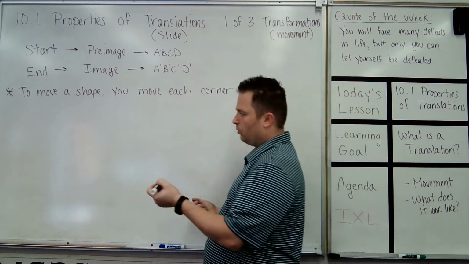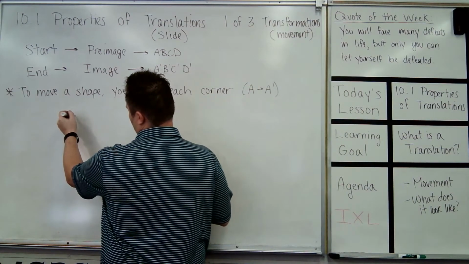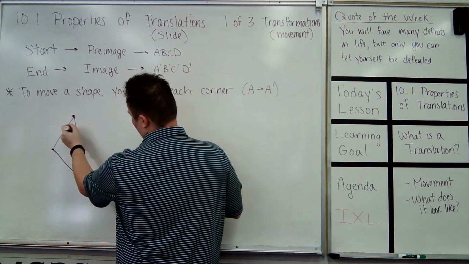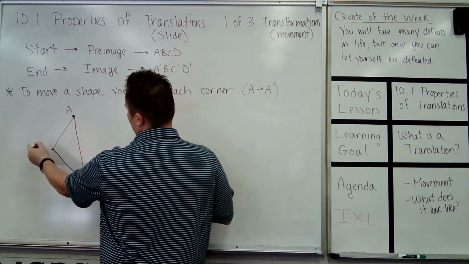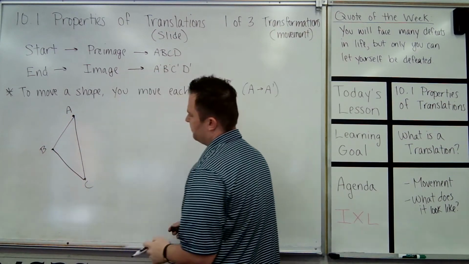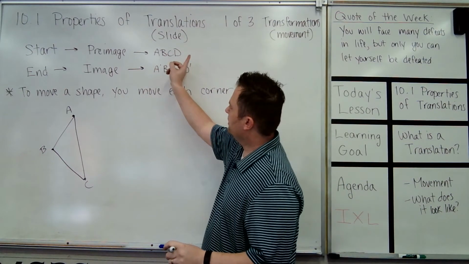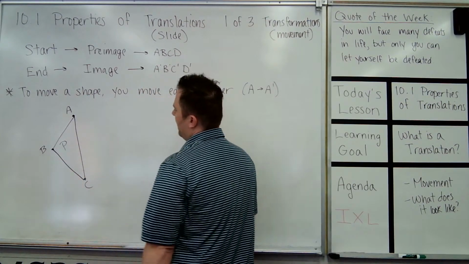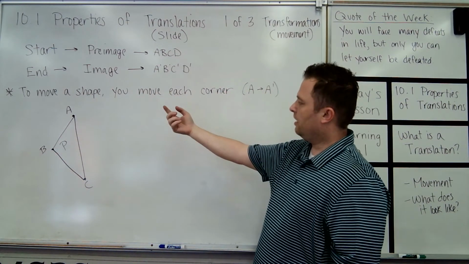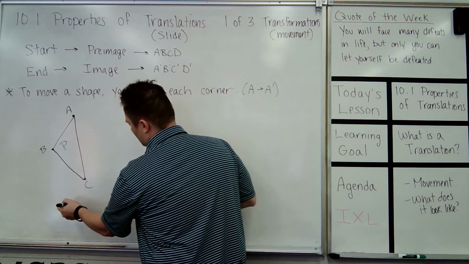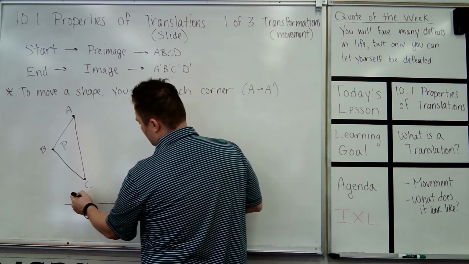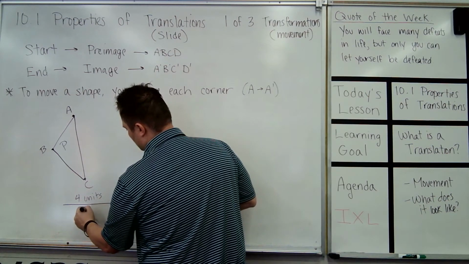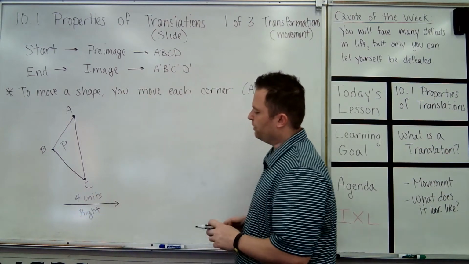So let's just say we have a triangle that looks like this. Okay, the triangle that looks like this, and we'll label the corners A, B, and C. It's labeled A, B, and C because it's the starting location. It is the pre-image. This is the pre-image. And what we're going to be doing is moving this object like this, where this will be 4 units to the right. We will say that this is 4 units to the right.